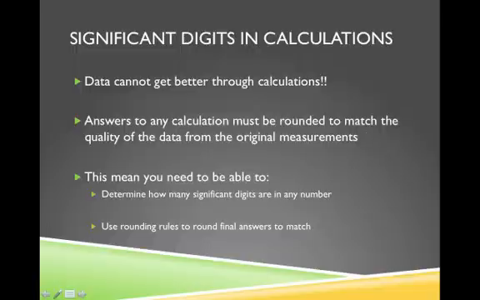So just as a summary of what we just talked about, and this is something you can try to write down a little bit more clearly: data cannot get better through calculations. The answers to any calculation, therefore, must be rounded. You've got to get rid of all that extra significant digits, all that extra data that doesn't really correlate to something. You've got to round that away so that eventually it matches the quality of the data from your original measurements. And again, the goal here is to make sure that the answer we get is true to the measurements we originally made. To do all this, you've got to be able to handle these things down here at the bottom. We've got to be able to determine how many significant digits there are in any number.